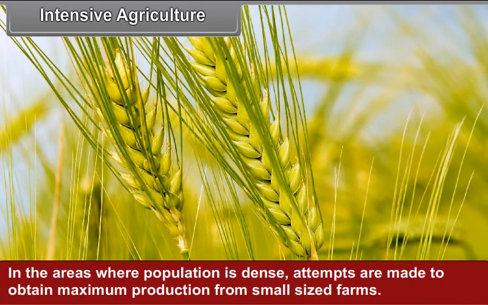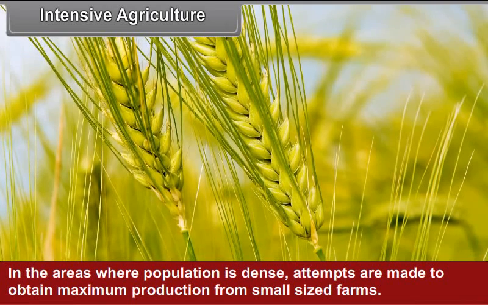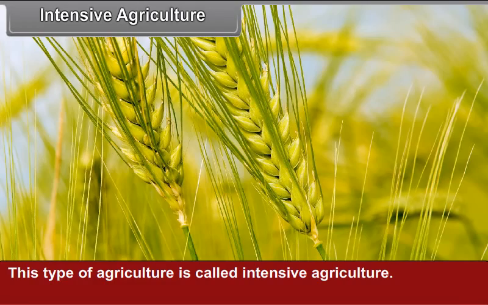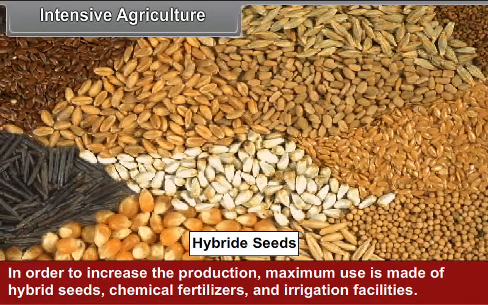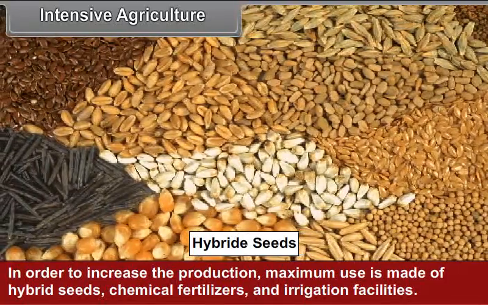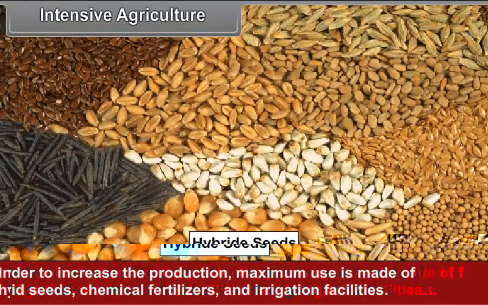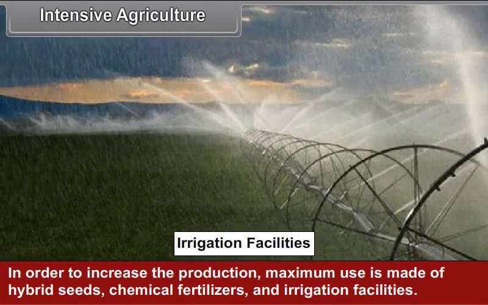Intensive agriculture. In the areas where population is dense, attempts are made to obtain maximum production from small-sized farms. This type of agriculture is called intensive agriculture. In order to increase the production, maximum use is made of hybrid seeds, chemical fertilizers and irrigation facilities.